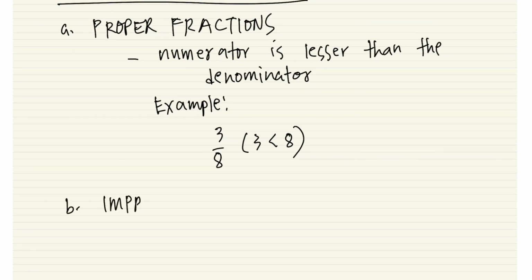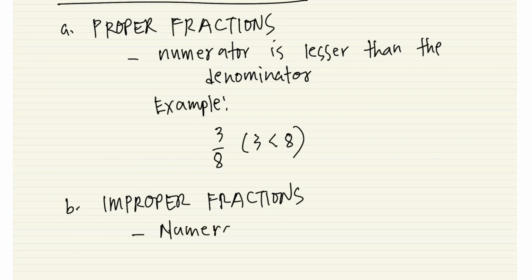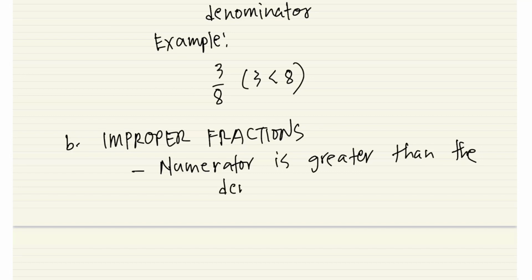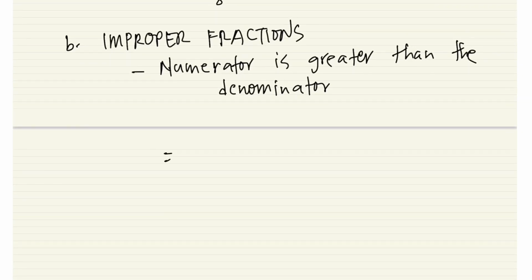The next one is what we call an improper fraction. For an improper fraction, the numerator is greater than the denominator. For example, we have 10/7, for which 10 is greater than 7.